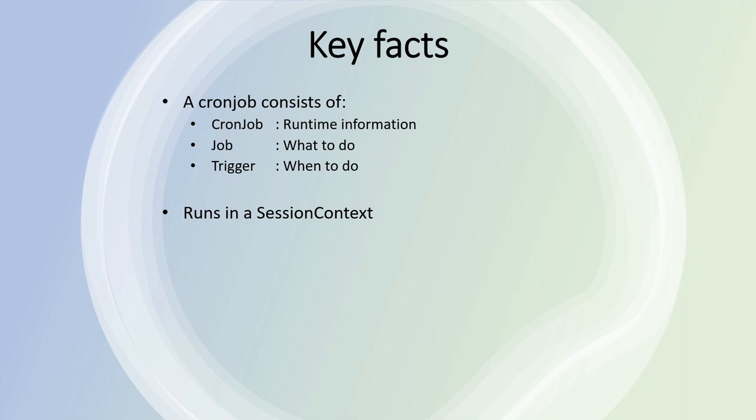Summarizing all this, the job defines what has to be done, the trigger defines when it needs to be done, and the cron job specifies the setup used by the job, basically the runtime information. And this cron job always runs in a session context. Basically it means that it will have the user information as well. The user is associated with the cron job, and whatever rights that particular user has, with those same rights the cron job runs.